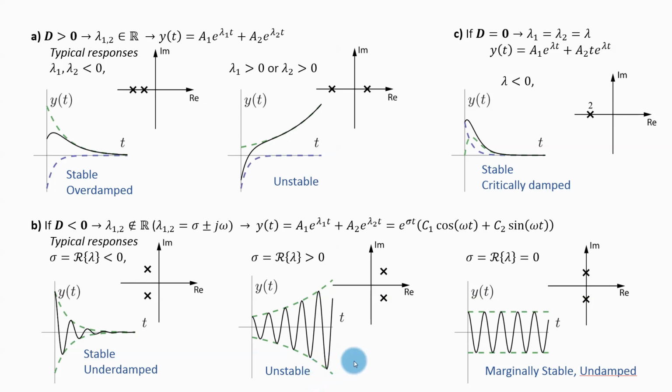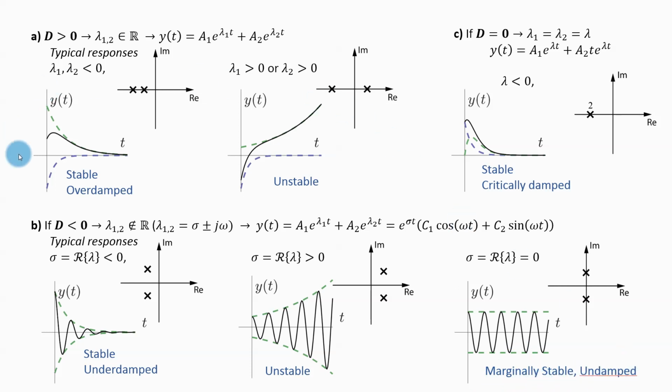A case on the margin between these two cases is when the real part of your roots is zero. In this case, this exponential is equal to 1 and the amplitude of the sine and cosine remains constant, which will give you this type of behavior. This type of behavior we call marginally stable and undamped.